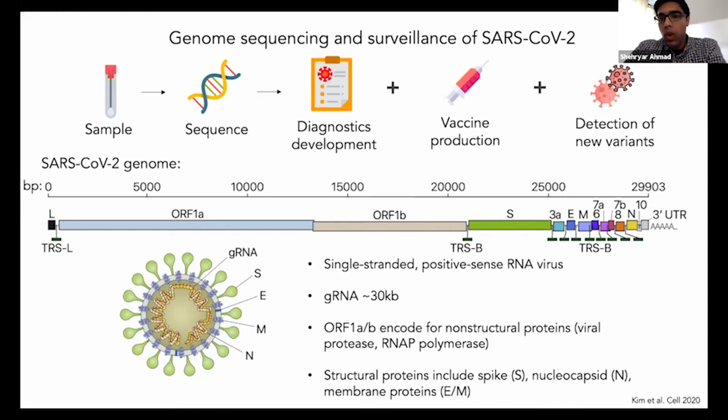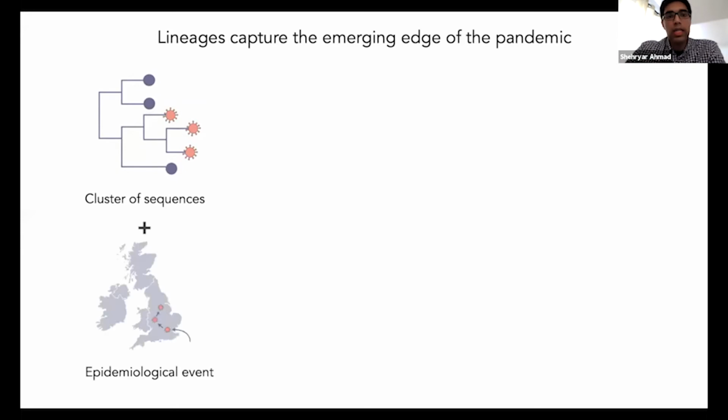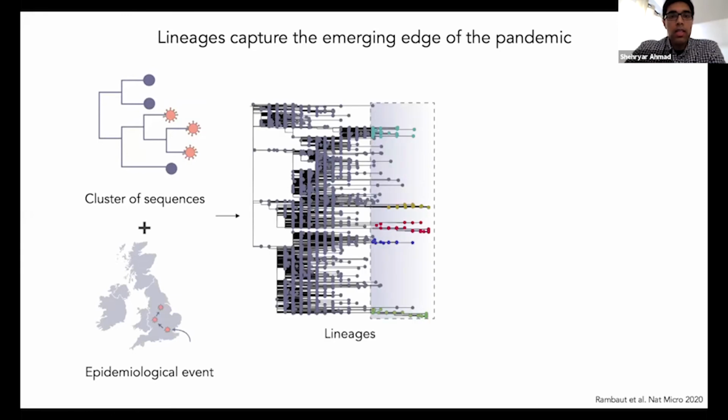So when talking about variants, there's a lot of different terminology used. We talk about them as lineages. Essentially, a lineage is just something that arises from an ancestor. But to define a lineage, there needs to be a cluster of sequences that appear novel and coincide with an epidemiological event. And then these can be analyzed using phylogenetic analysis and compared to the ancestral sequences to determine evolutionary relationships.